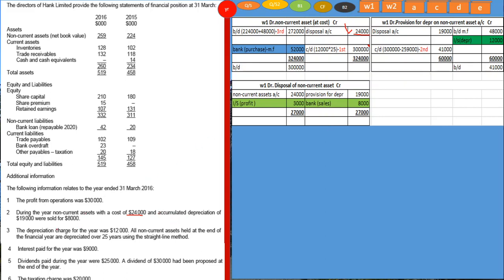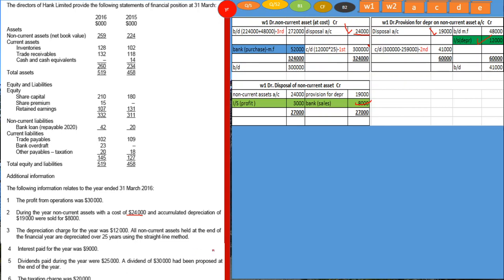And the accumulated depreciation of 19,000. So accumulated depreciation was 19,000. In the provision for depreciation you will put accumulated depreciation 19,000, and you will deduct it from total depreciation. Was sold for 8,000. This is your sales value. This you will have to put here in your sales, 8,000. That's how we do it. Then the depreciation charge for the year was 12,000. This you'll have to put here in your provision for depreciation, 12,000. I'm just showing how each component has been done.